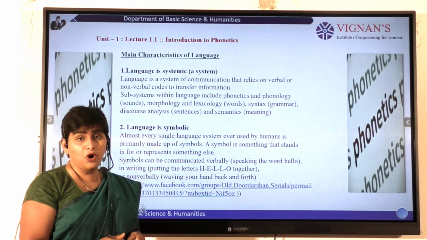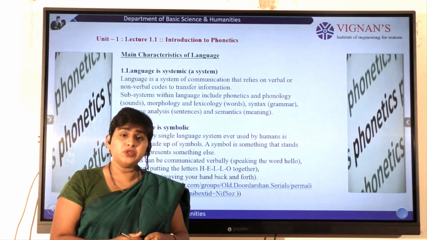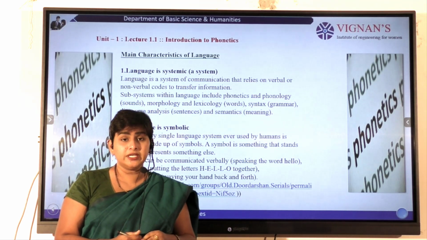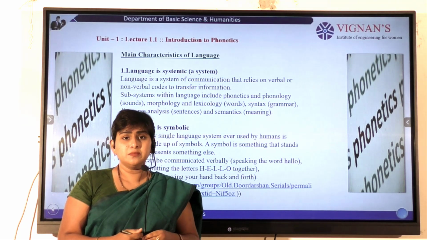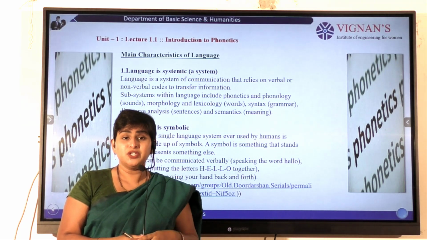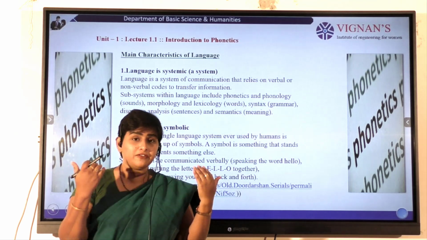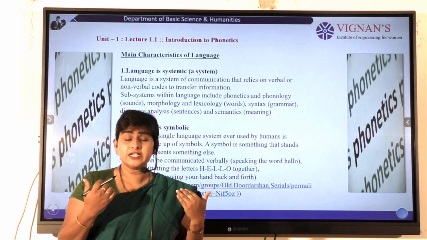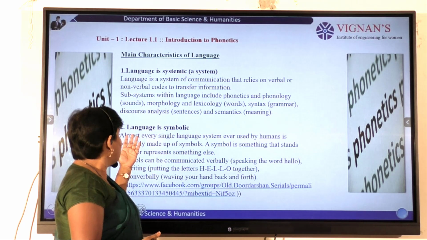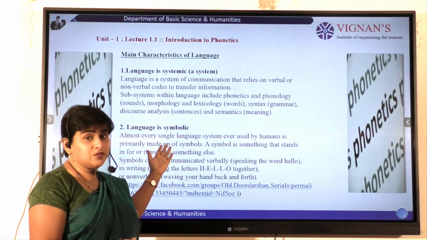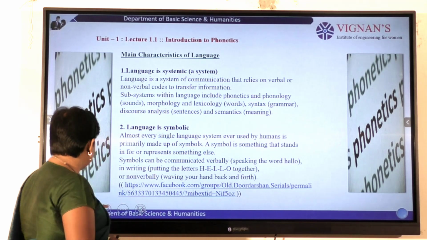Language is symbolic. Not only with words and sounds do we communicate, but we communicate through symbols also. Symbols like waving your hand, gestures, body language, facial expression, and eye contact definitely render a great amount of knowledge to this point, saying that language is symbolic.